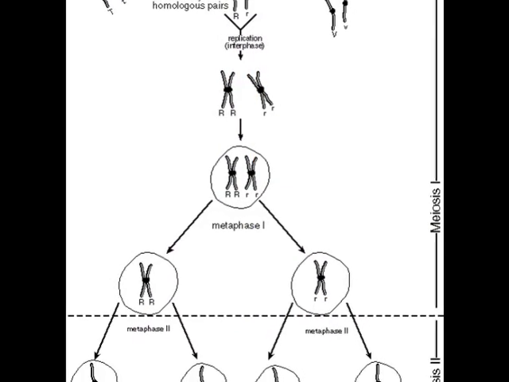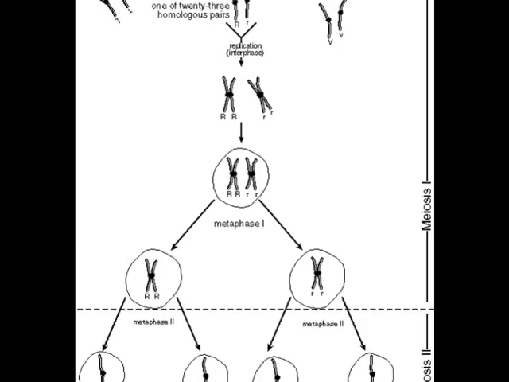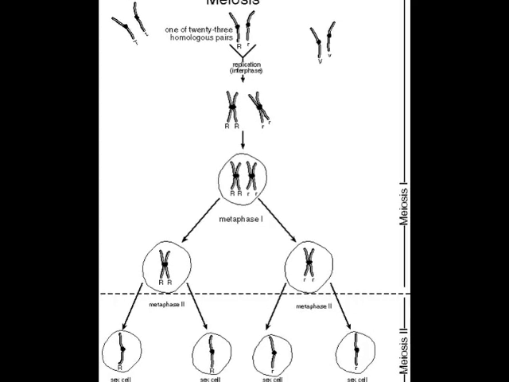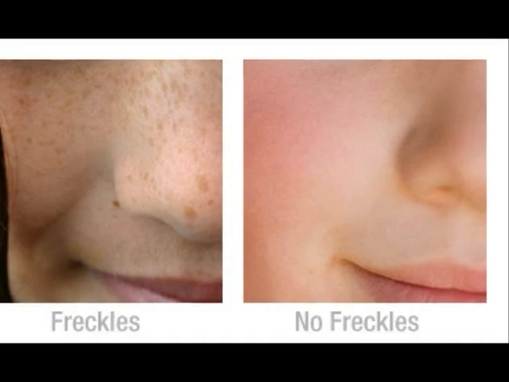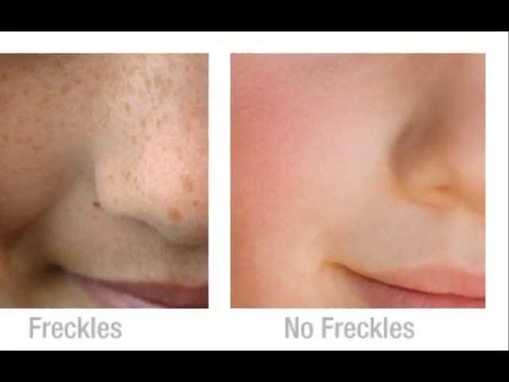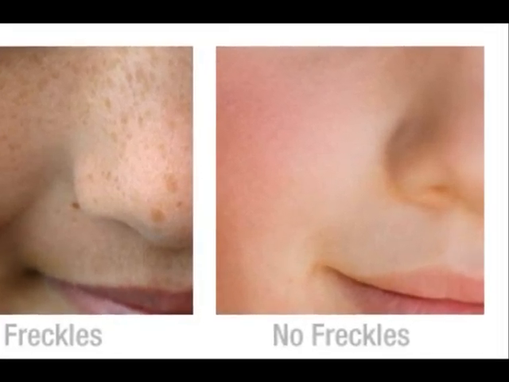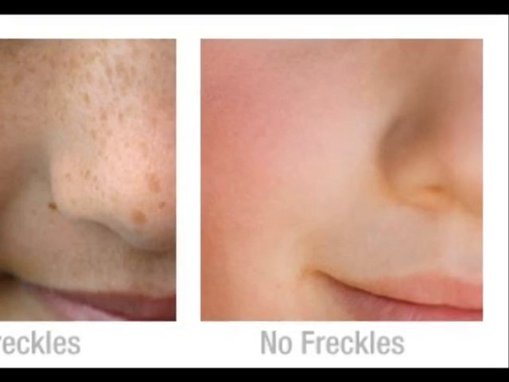But how do we know what traits we will inherit from our parents? Will we get the freckles from our mom or be like our dad who doesn't have freckles? Freckles are a dominant trait, passed down from parent to child. This means if you get the dominant gene from your parents, you will have freckles.